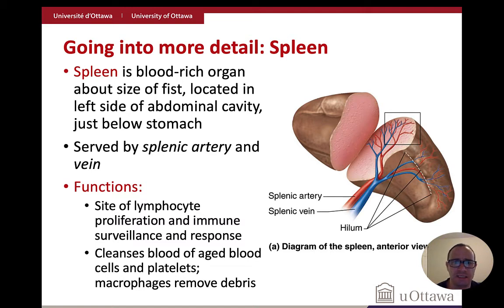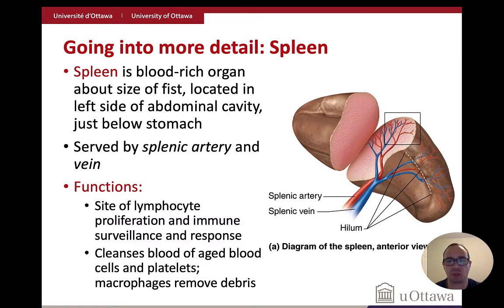The spleen is considered to be a blood-rich organ. It's about the size of a fist. It's located in the left side of the abdominal cavity, and we'll see a picture of that on the next slide. And it's served by the splenic artery and vein. Okay, there's a variety of functions of the spleen. First of all, most importantly for your immune function, it is the site of lymphocyte proliferation, immune surveillance, and response. Okay, so this is where those B and T cells will begin to proliferate within your body.